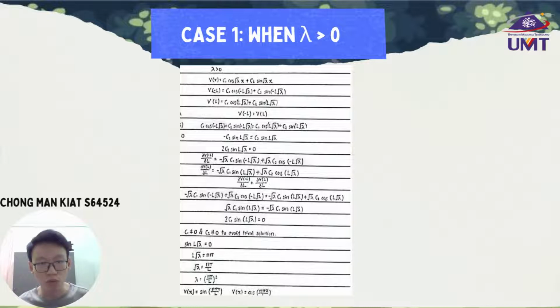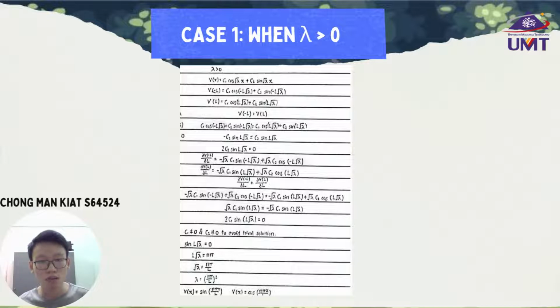From here, we have two sets of lambda and v(x). The first set is lambda n equal to (n pi over L) square and v(x) equal to cos n pi x over L, where n equal to 0, 1, 2, 3, and so on. The second set is lambda n equal to (n pi over L) square and v(x) equal to sin n pi x over L, where n equal to 1, 2, 3, and so on.